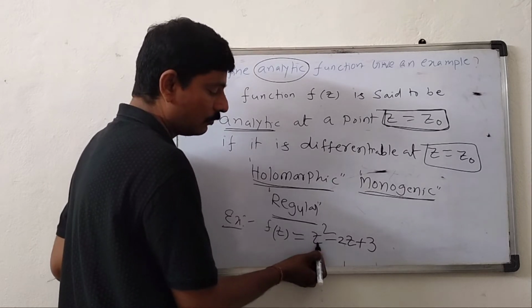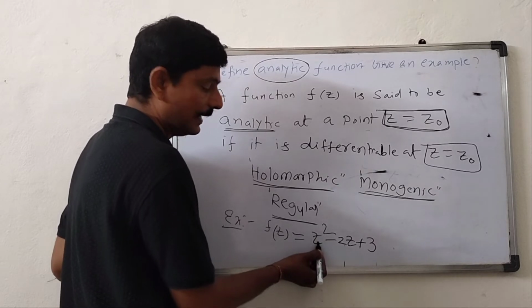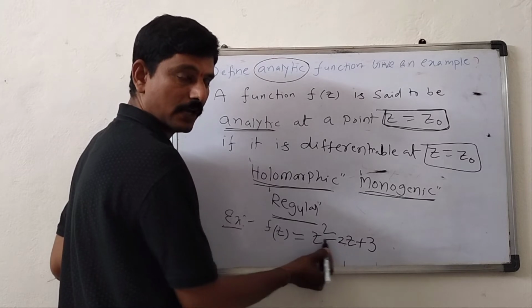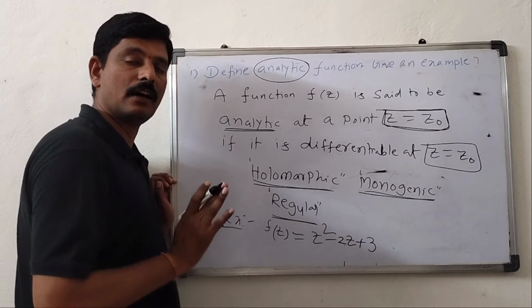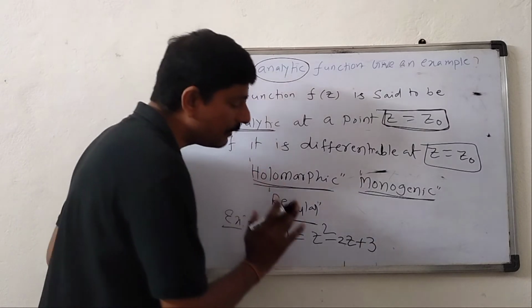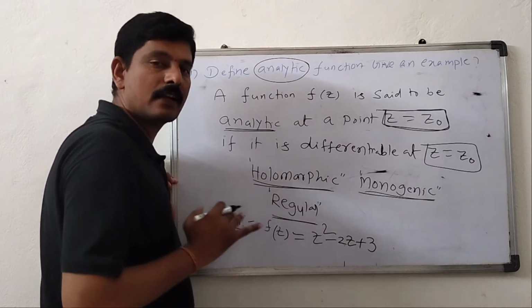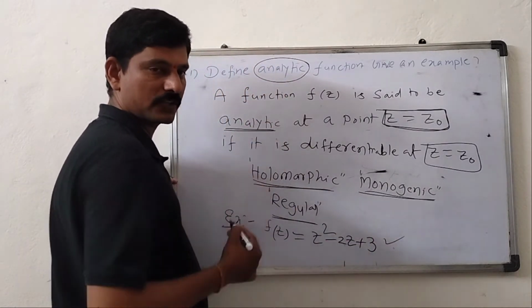How do we define degree? The highest power of the variable. In this expression, the highest power of the variable is 2, so it is a second degree polynomial in terms of z. All polynomials are analytic functions. That means all polynomials are differentiable everywhere in the complex domain, so this is an analytic function.